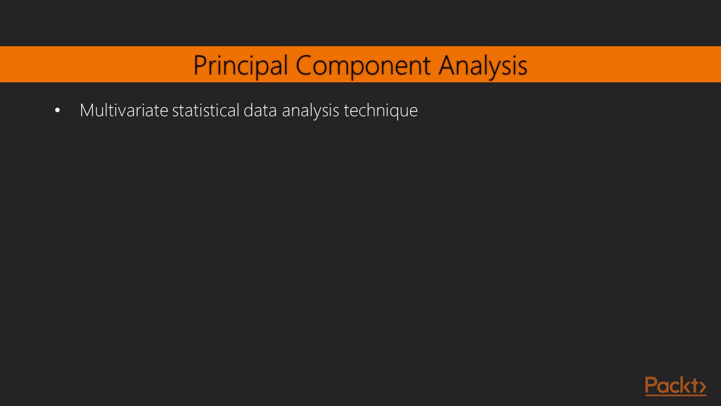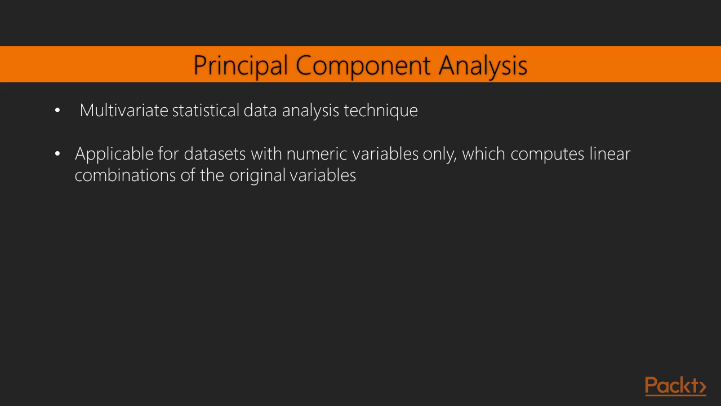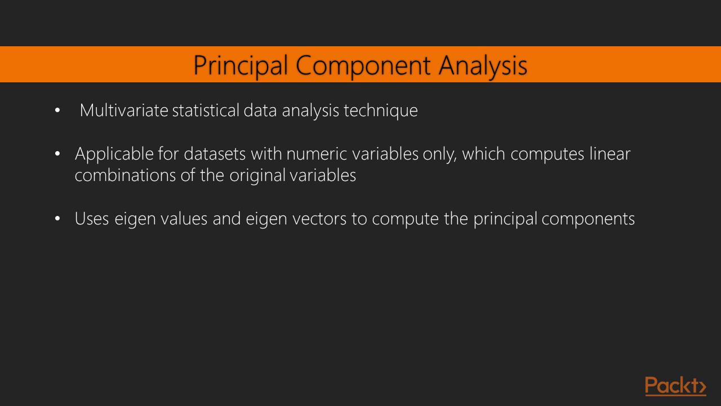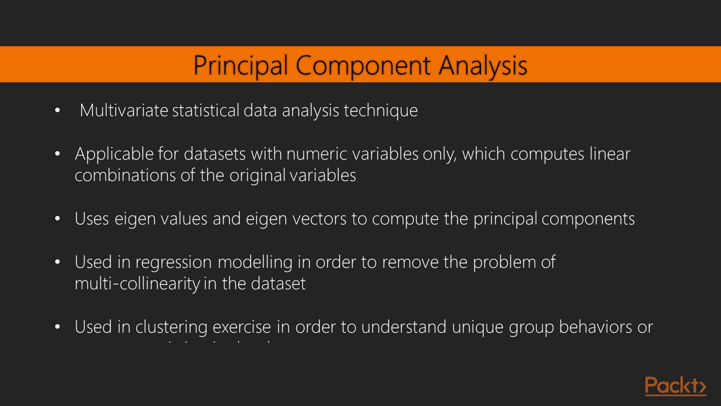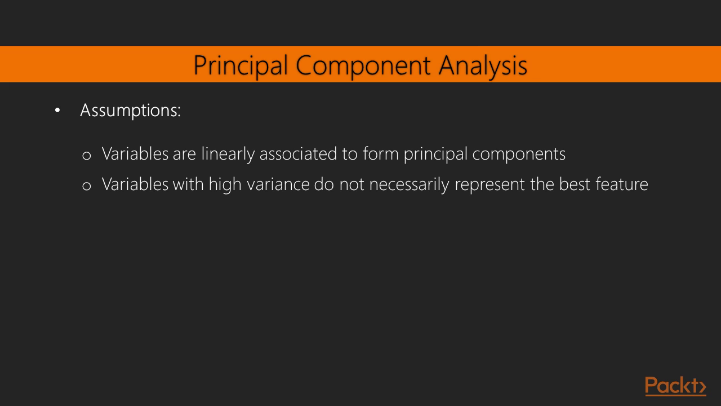PCA is a multivariate statistical data analysis technique applicable for datasets with numeric variables only, which computes linear components of the original variables, and those principal components are orthogonal to each other in the feature space. PCA is a method that uses eigenvalues and eigenvectors to compute the principal components, which are linear combinations of original variables. PCA can be used in regression modelling in order to remove the problem of multicollinearity in the dataset, and can also be used in clustering exercises in order to understand unique group behaviours or segments existing in a dataset. PCA assumes that the variables are linearly associated to form principal components, and variables with high variance do not necessarily represent the best feature.